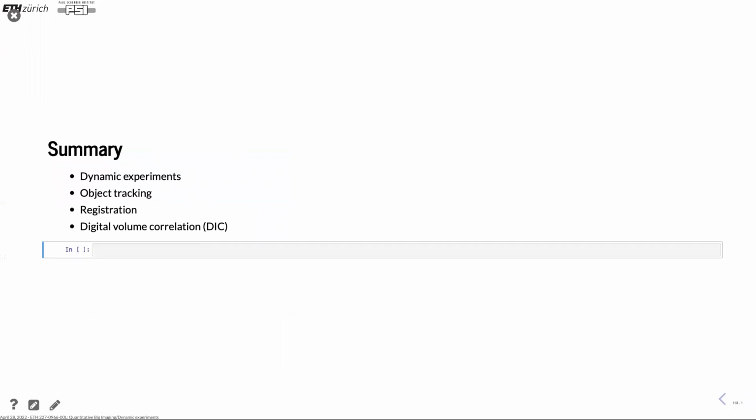We have been talking about different approaches to do and plan experiments for dynamic experiments. And for doing that, we have different approaches to analyze the data. One is object tracking, requiring segmentation. We can also do registration to be able to analyze the images that come in the time series. And finally, we looked a little bit at digital volume correlation, which is a large topic in itself. I don't think I put up a reference on it, but there is even a book on this topic specifically.